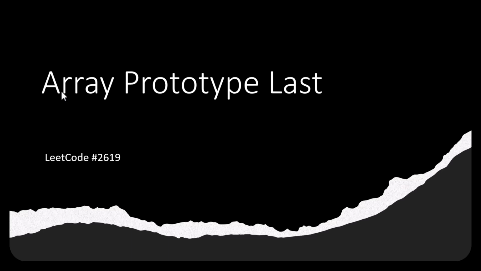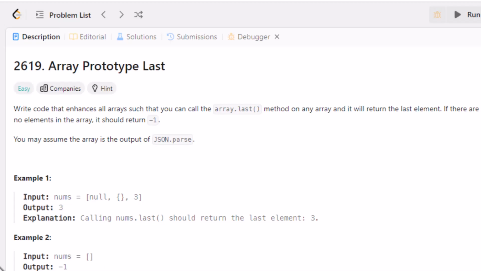Okay, hello. Today we're going to be doing LeetCode problem 2619, which is Array Prototype Last. What is that, you ask? Well, we're going to write code that enhances all arrays such that you can call the array.last method on any array and it will return the last element. If there are no elements in the array, it should return -1. You may assume the array is the output of JSON.parse.